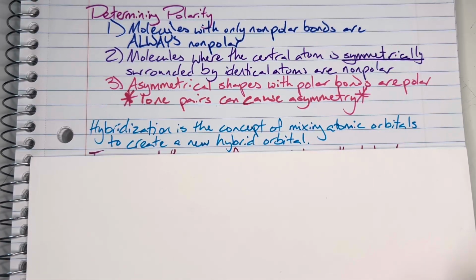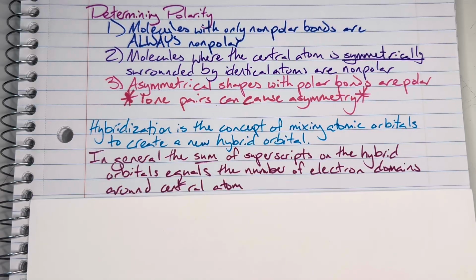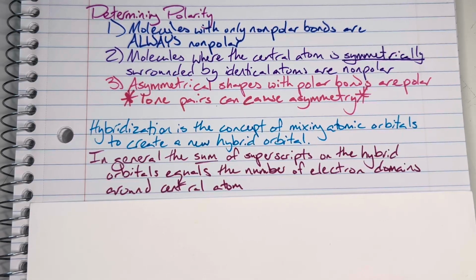Hybridization is the concept of atomic orbitals hybridizing and mixing to form a brand new shape in order to allow for bonding to occur. In general, the sum of the superscripts of the hybrid orbitals is going to equal the number of electron domains that are around the central atom.